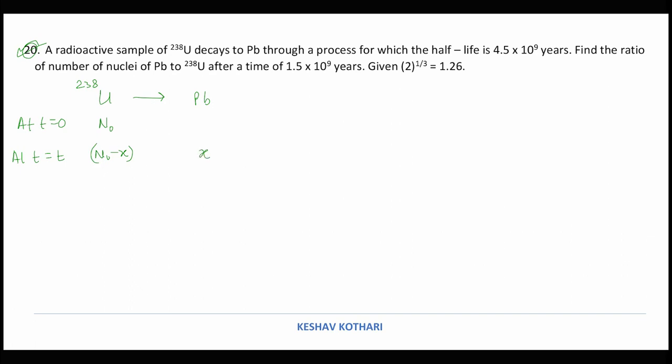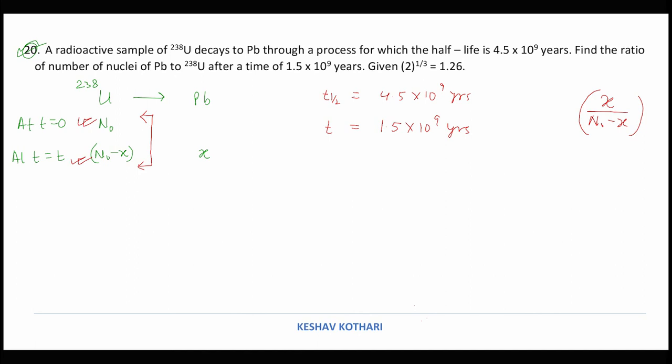So over here the question is stating that the half-life for this reaction is equal to 4.5 into 10 to the power 9 years. And the question is asking us to calculate the ratio of the number of nuclei of lead to the number of uranium-238, that is N0 minus x. The question is asking us this ratio after a time of 1.5 into 10 to the power 9 years. So it must be kept in mind that whenever we are writing radioactive equations, we use N_T as this and N0 as this.